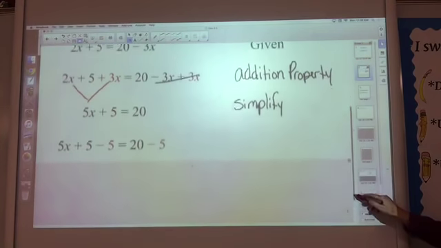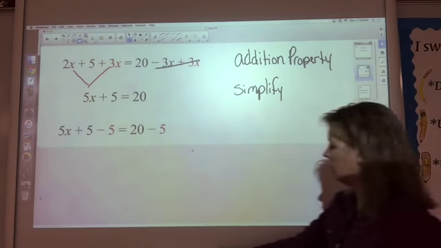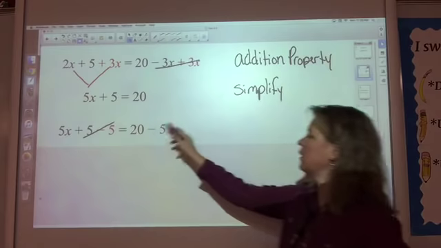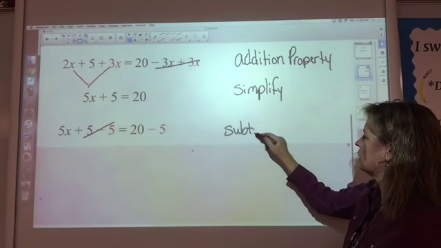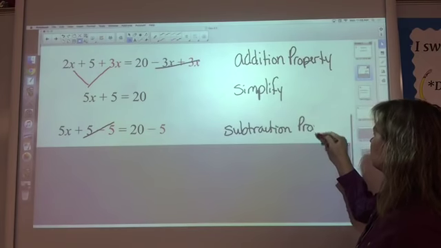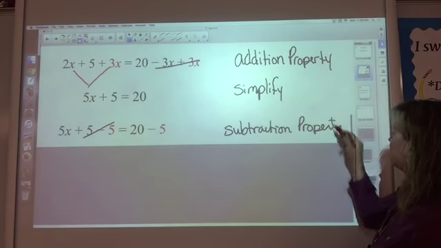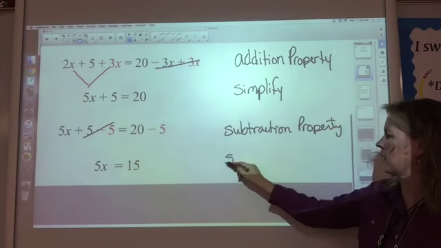From there, since we put x's on the left, we need to get numbers on the right. So you'll subtract 5 from both sides. Subtract it here to get rid of it. Whatever you do to one side, you have to do to the other side. Our reason is the subtraction property. And again, simplify.